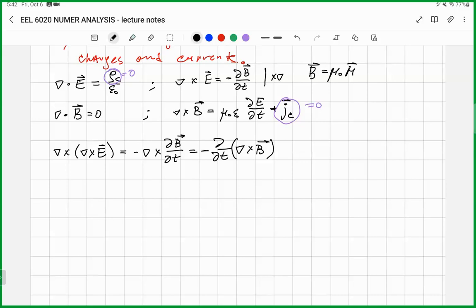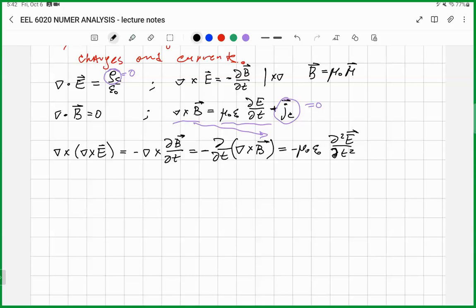But now, we know this formula for the curl of B, right? And we can plug in this formula here, and it's going to be the time derivative of the right side of the formula. So it's going to be minus mu 0 epsilon 0 d2E over dt2. So it's a second order time derivative of electric field, and the current is 0.